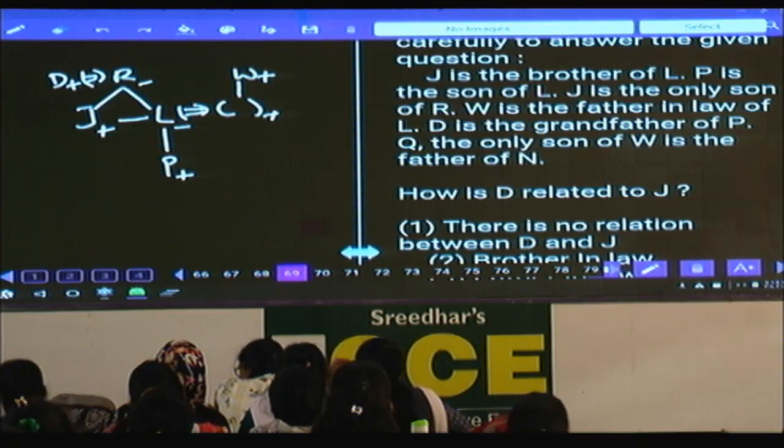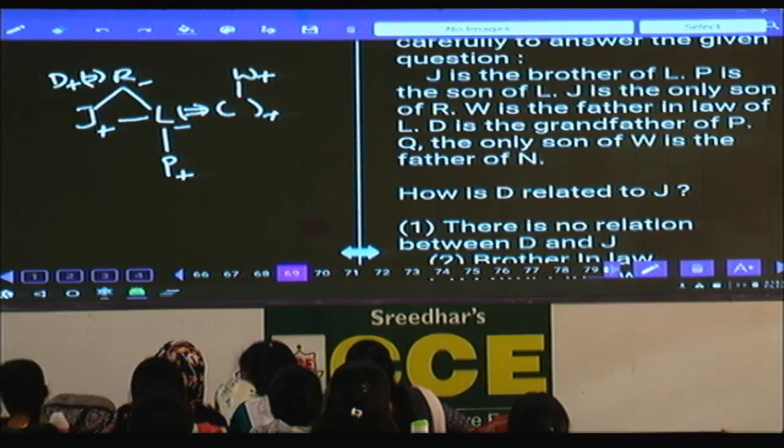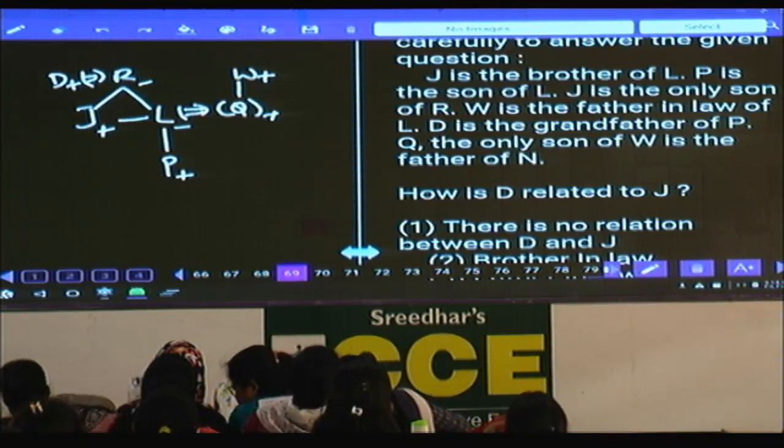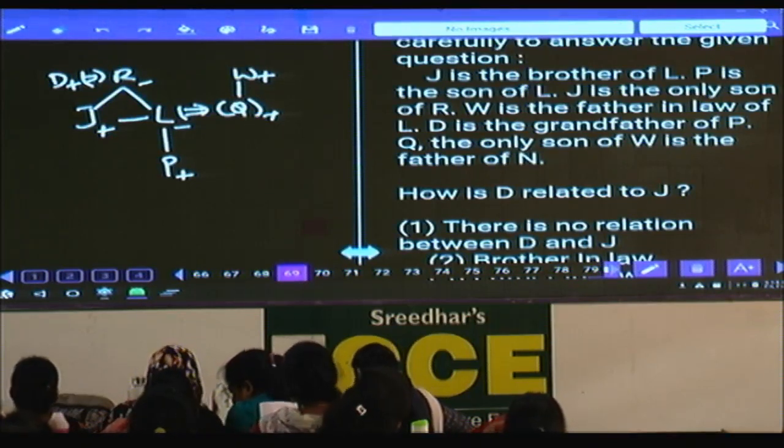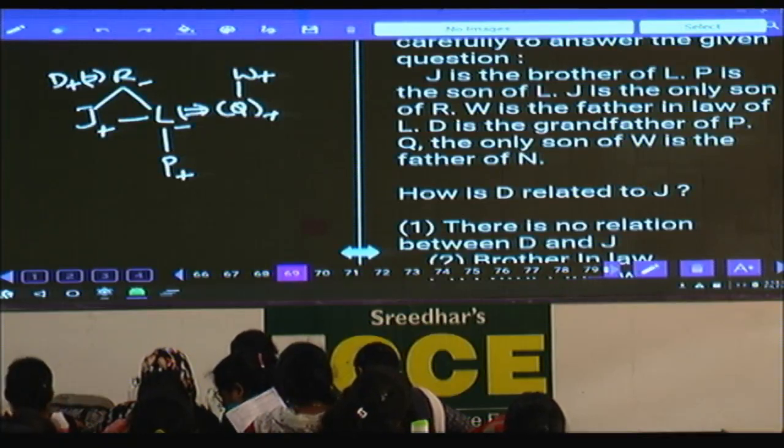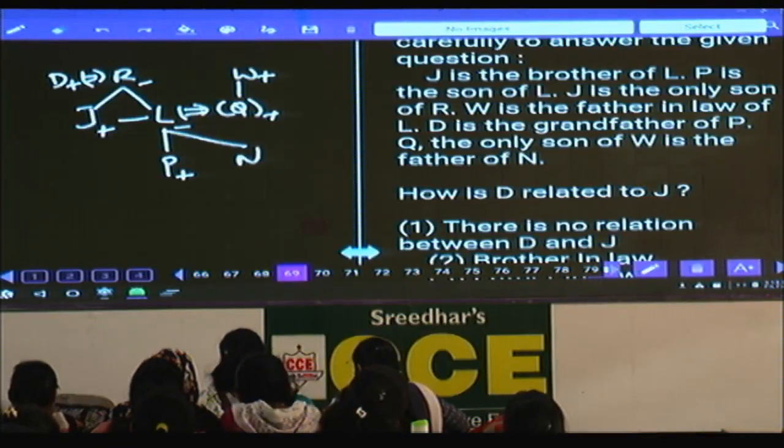Q is the only son of W. And that Q is none other than L's husband. Q is the only son of W. Q is the father of N. Who is the father of N? Q is the father of N.